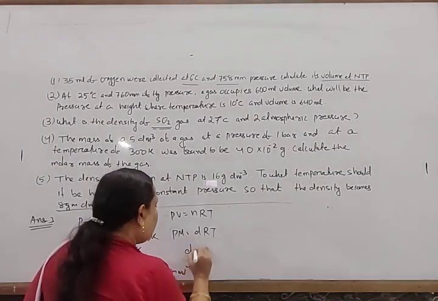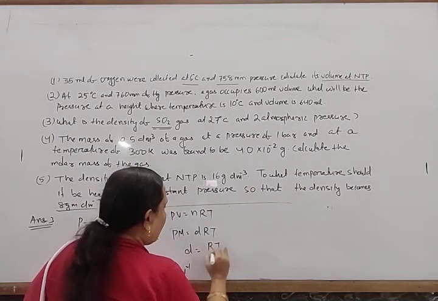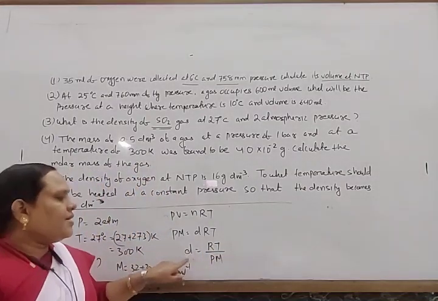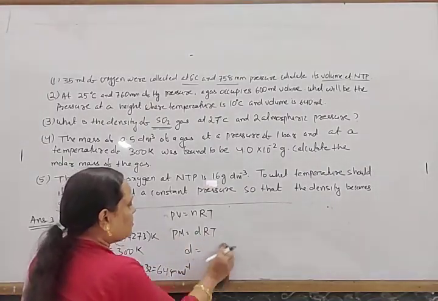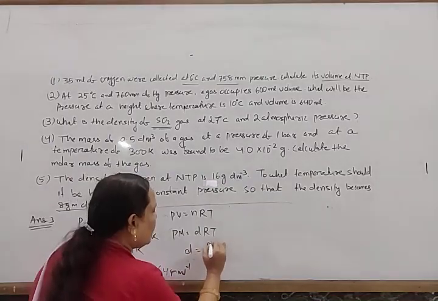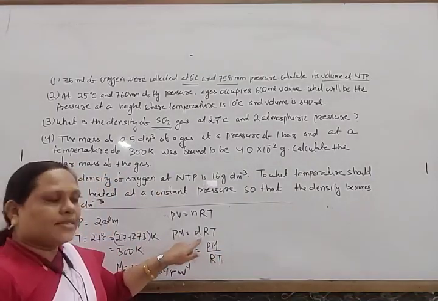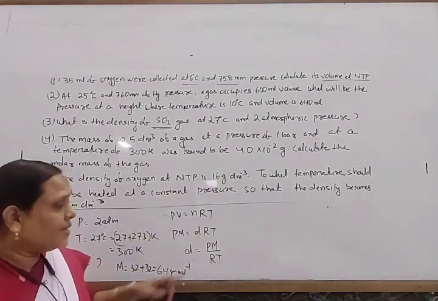So what is D here? D is equal to PM by RT. In this we can calculate the density.